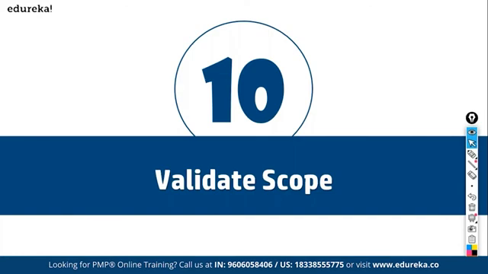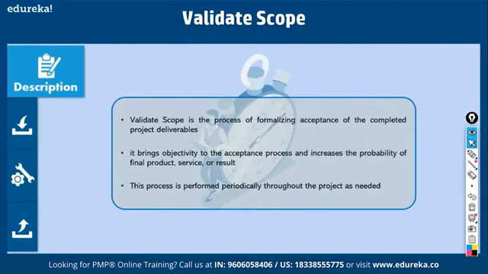Now we must assume that you have come up with the deliverable and you have tested it, and you're placing it before the customer to get a sign off. That is called validate scope. It is the process of formalizing acceptance of completed project deliverables. It could be interim deliverables, requirement documentation, design documentation, or the final deliverable, anything. It brings objectivity to the acceptance process.